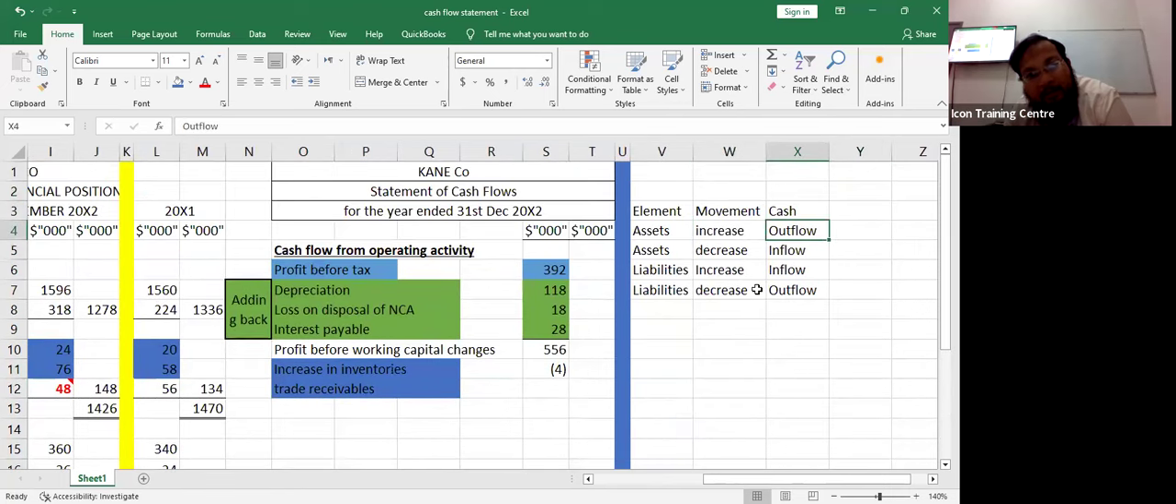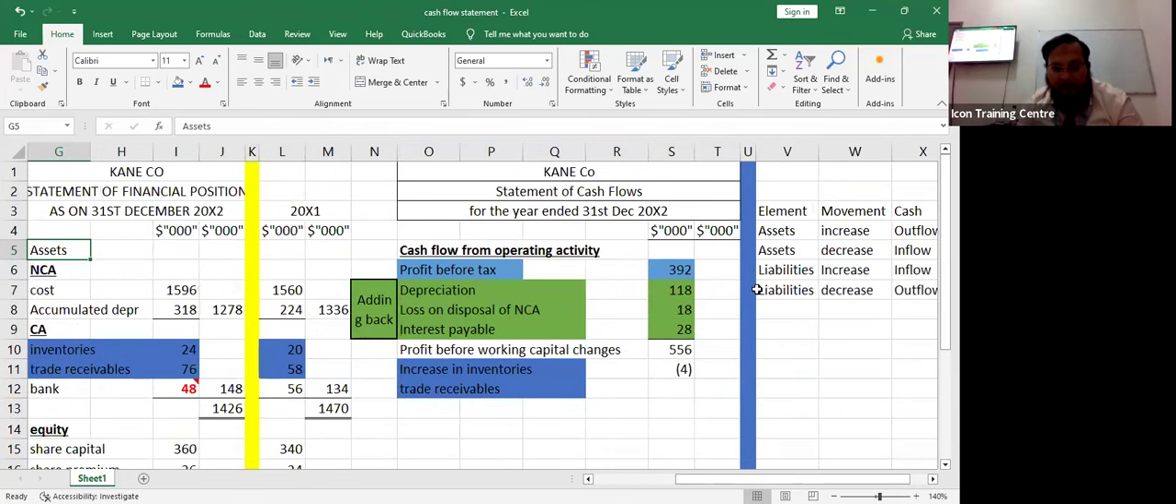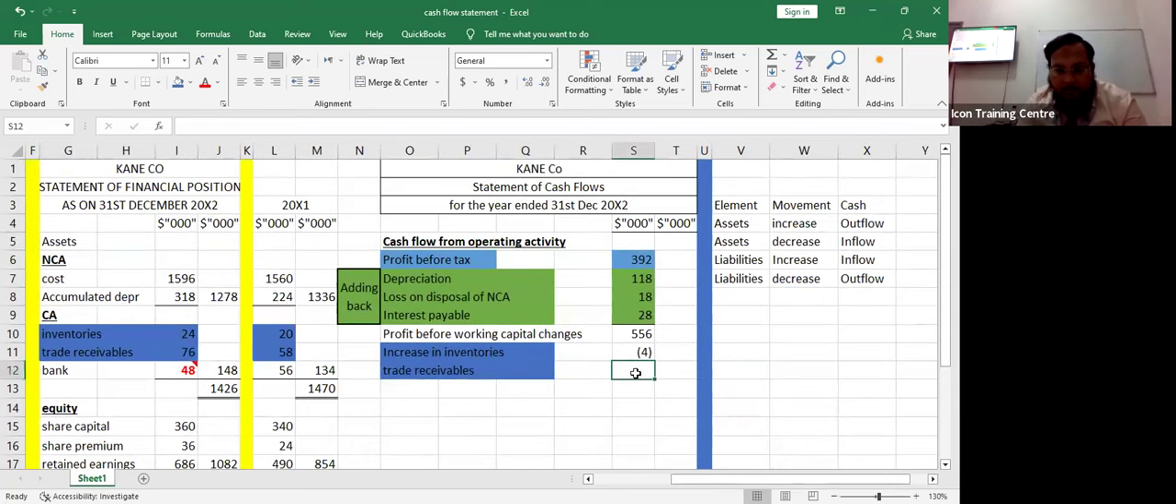Asset increase, outflow. Asset decrease... No, the asset is increasing, brother. Receivable is increasing, right? 58 minus 76. So that gives you minus 18.